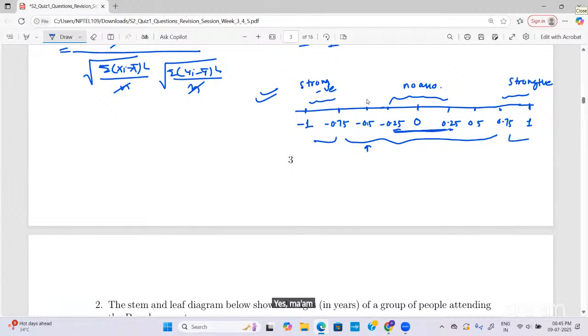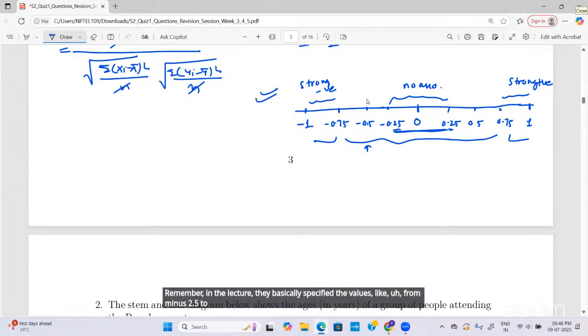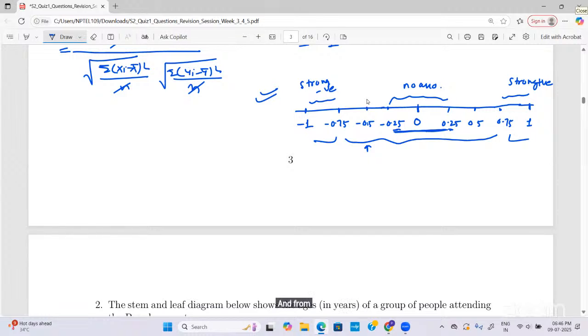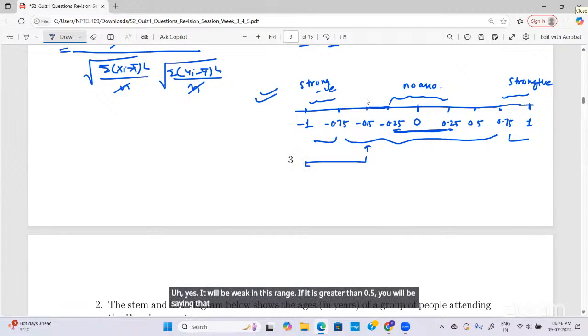Yes, ma'am. It's near to zero, which means no association. In the lecture, they basically specified the values from minus 0.25 to 0.25, as you told, there is no association. And from 0.25 to 0.5, there is weak association. Yes, it will be weak in this range. If it is greater than 0.5, you will be saying that there is a reasonable relationship.